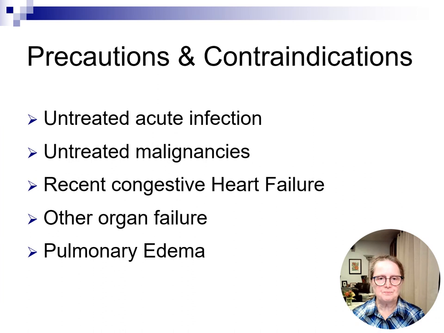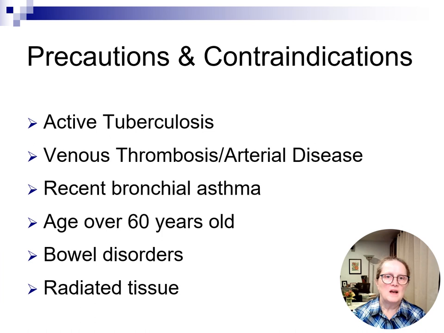Pulmonary edema is likely to worsen with manual lymphatic drainage, causing difficulty with breathing and potential health decline. Active tuberculosis affects the breathing, and the symptoms can be exacerbated with performance of manual lymphatic drainage. Venous thrombosis or arterial disease are problems of the blood circulation and can be aggravated by either manual lymphatic drainage, as with blood clots, or compression, as with peripheral arterial disease.